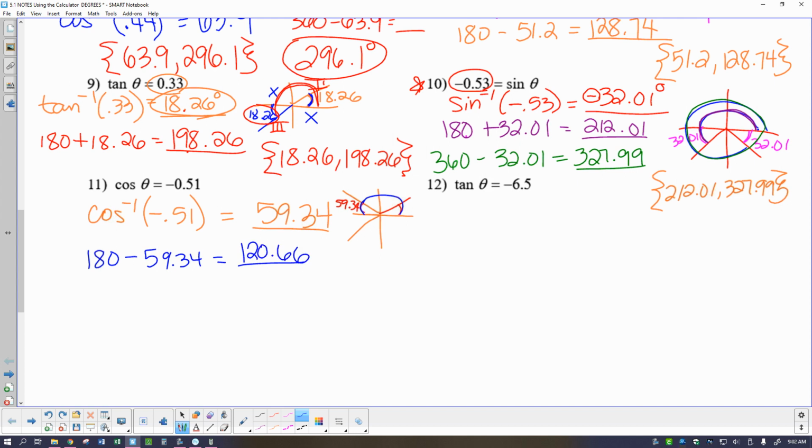120.66. How am I going to get the third quadrant? Keep in mind, this is also 59.34. So I want to do 180 plus the 59.34 because I just surpassed the 180 mark. And that comes out to be 198.26. Solution set, here you go.